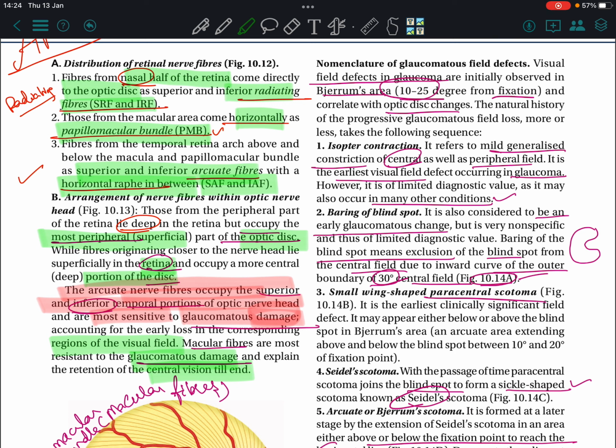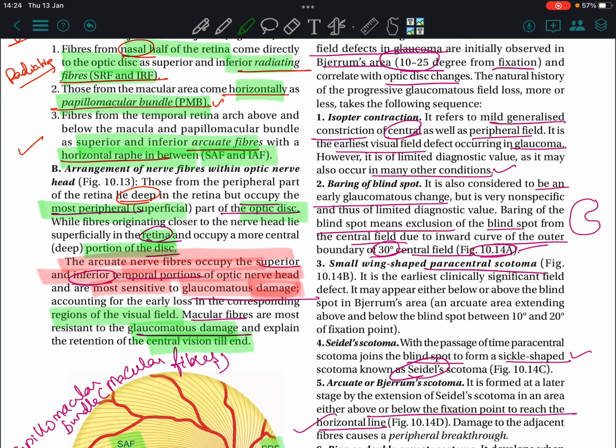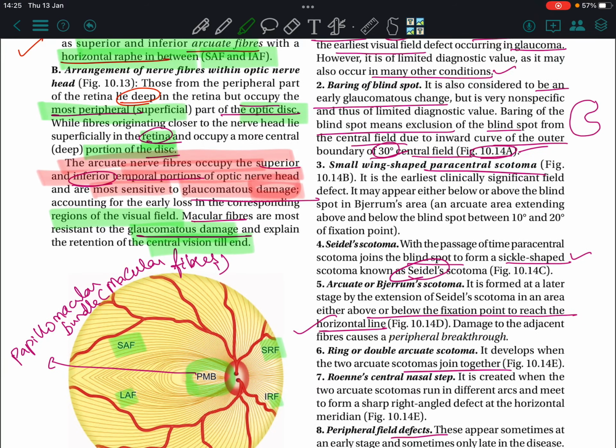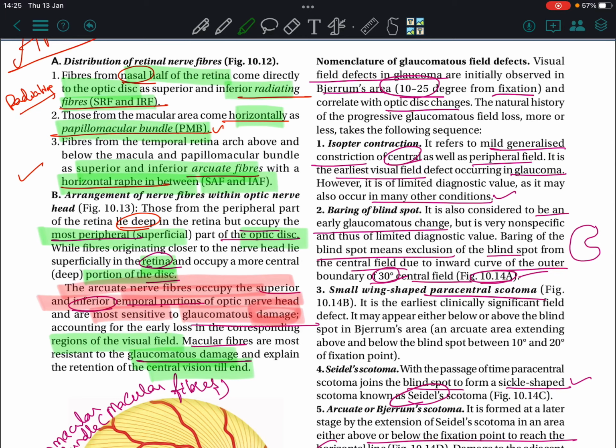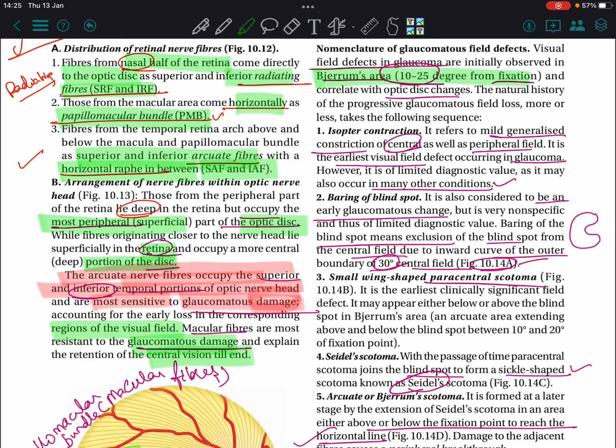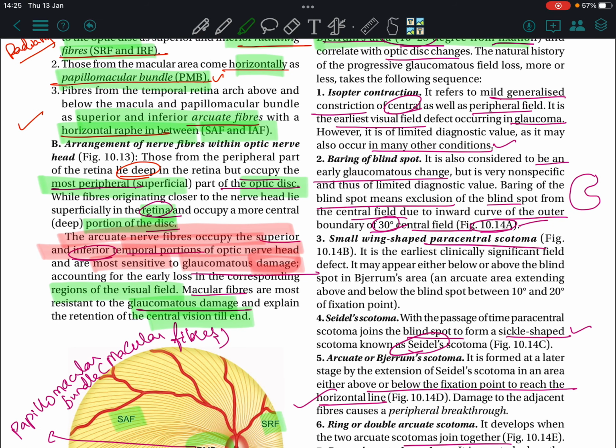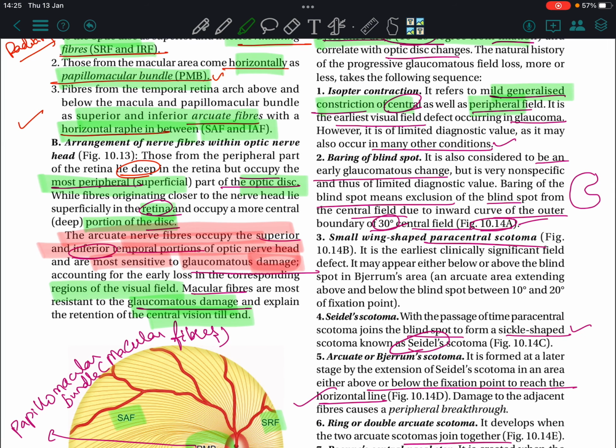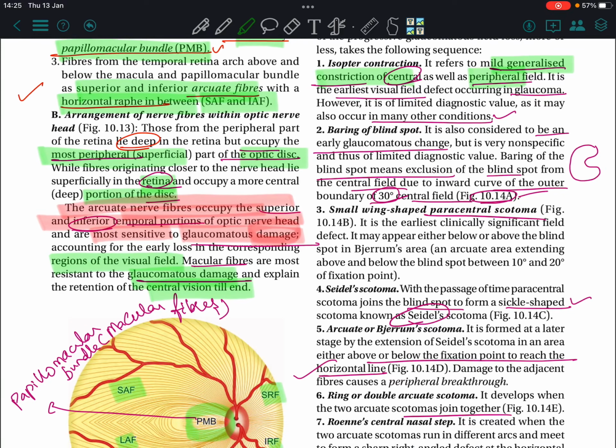Visual field defects in glaucoma, most are scotomas, and are initially observed in Bjerrum's area, 20 to 25 degrees from fixation. Correlated with optic disc changes, the natural history of progressive glaucomatous field loss more or less takes the following sequence: isopter contraction. It refers to mild generalized constriction of central as well as peripheral field. It is the earliest visual field defect occurring in glaucoma.